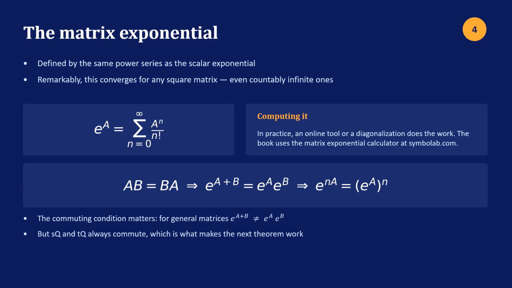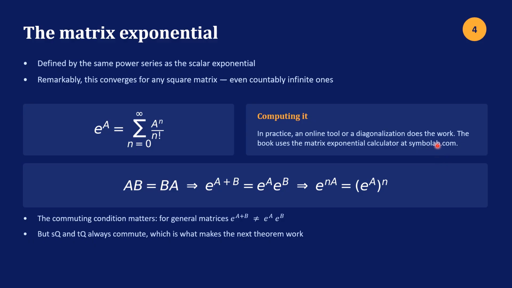It's defined by the same power series as the scalar exponential, which you see here, except now this is a matrix. Remarkably, this converges for any square matrix, even countably infinite ones. That surprised me when I first saw this result. So this always converges. Computing it, we can either use a diagonalization process, which I'll talk about, or we can use an online calculator.